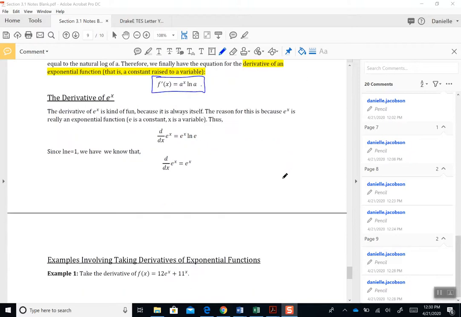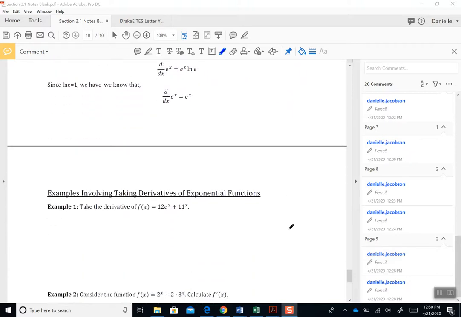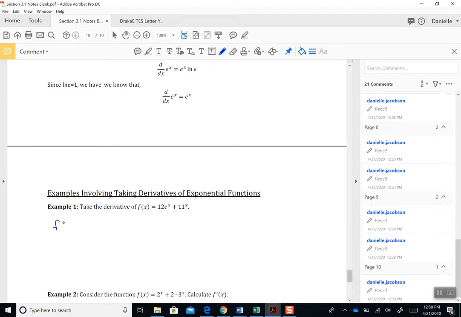Alrighty. Let's look at some examples involving this. Take some derivatives. We want to take the derivative of f of x equals 12 e to the x plus 11 to the x. I didn't specify to use prime or Leibniz notation, so I'll just use prime notation. So I have f prime of x. By the summation property, I can take the derivative of these separately. 12 is just a constant multiple, so pull that in front. Now I need to take the derivative of e to the x. Well, the derivative of e to the x is always itself, so I just have e to the x. Done. Super nice.